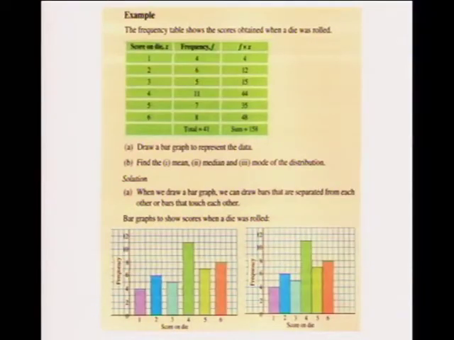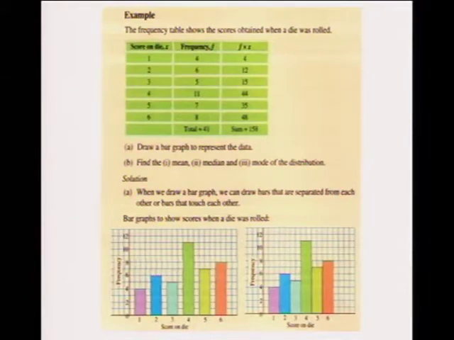Okay, the frequency table shows the scores obtained when a die was rolled. There are the scores, the frequency, how many times it happened, and the total. And then we take the f times x, the frequency times the x, and then we get the sum of that. Then they said we must draw a graph.